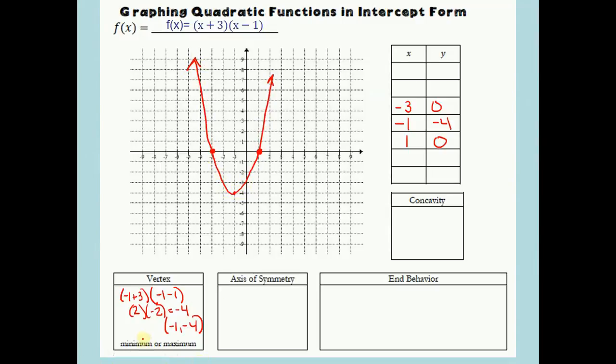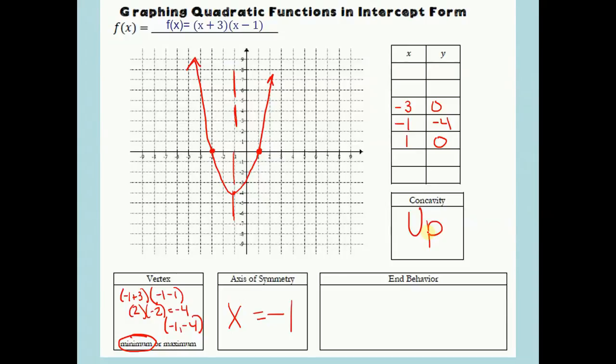And it looks like, guys, we're going to have a minimum on this parabola since it comes down all the way to the bottom. My axis of symmetry is right here where I can fold along the line. So that would be x equals -1. And then let's answer our concavity here. So notice, guys, it is a cup. So we are going up with our concavity.